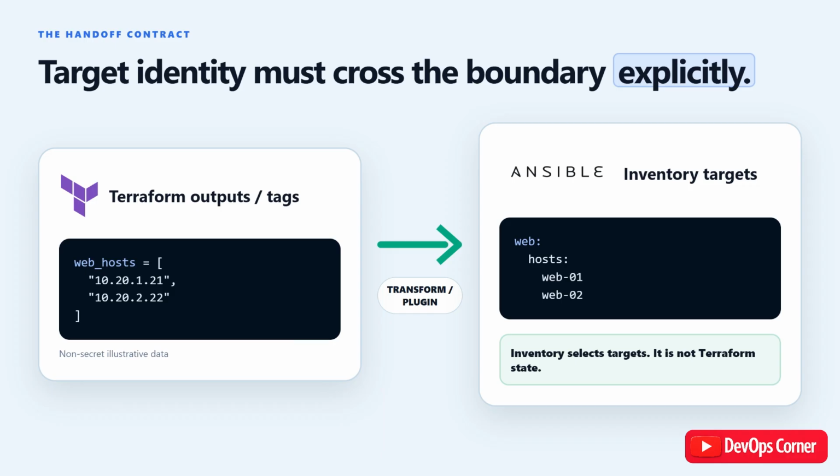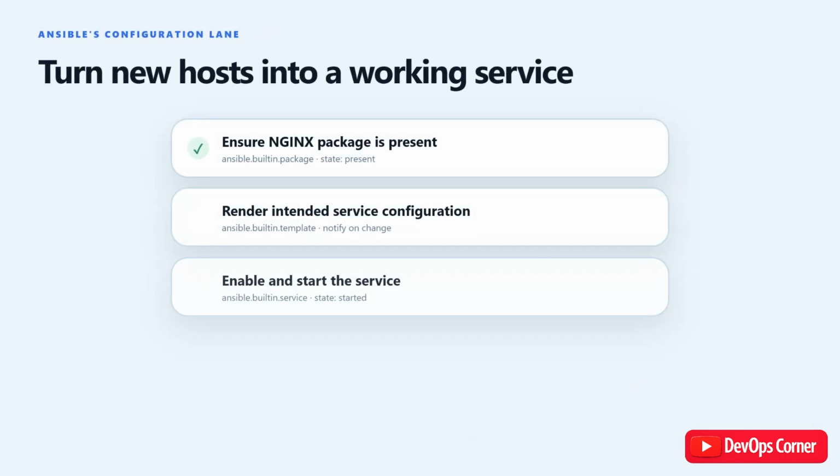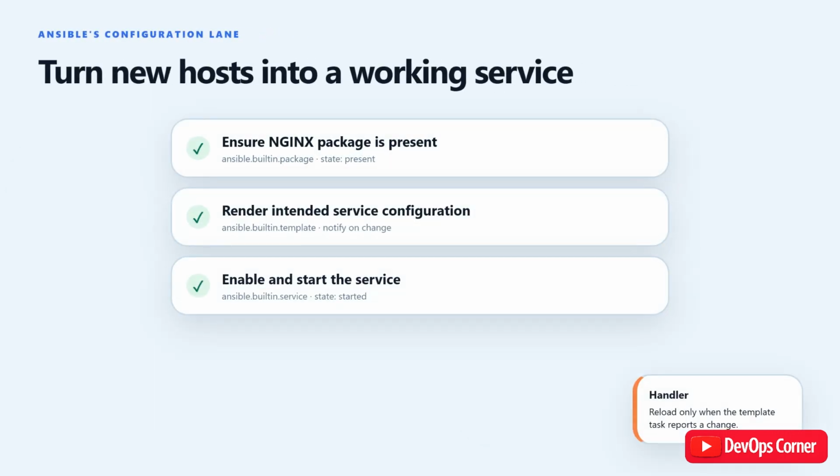And it is critical to note here that raw Terraform output JSON is just data. It is not automatically a valid Ansible inventory file. You have to have a proper transformation or plugin sitting in the middle to translate that raw state into actionable targets. Once that target data is securely handed over, Ansible takes control.